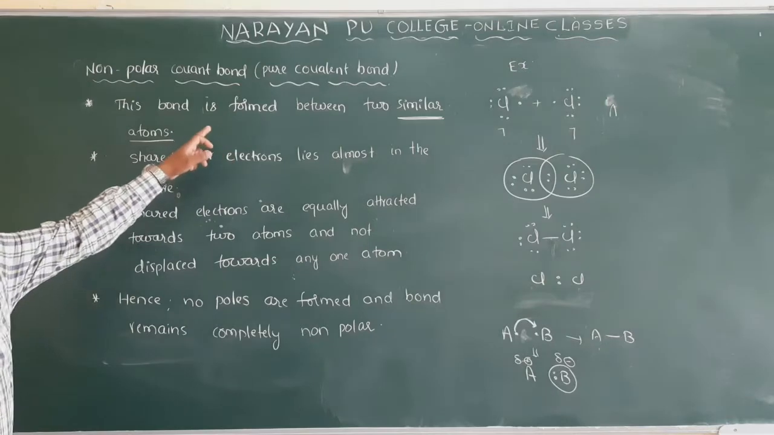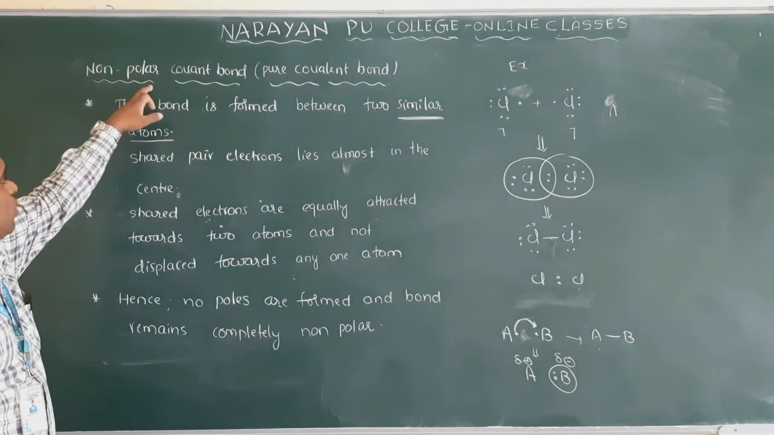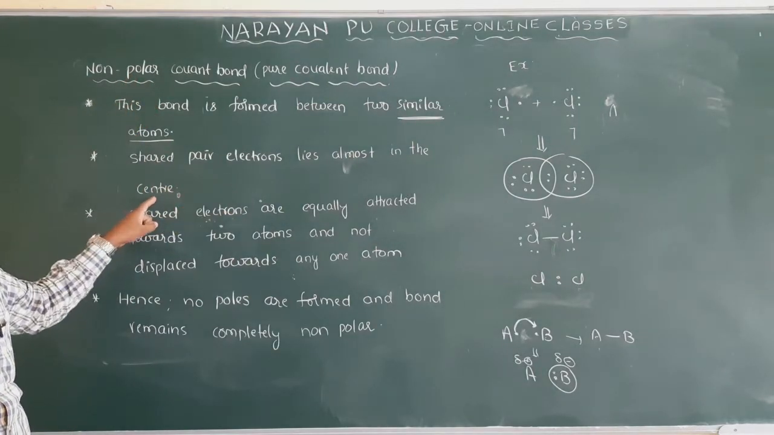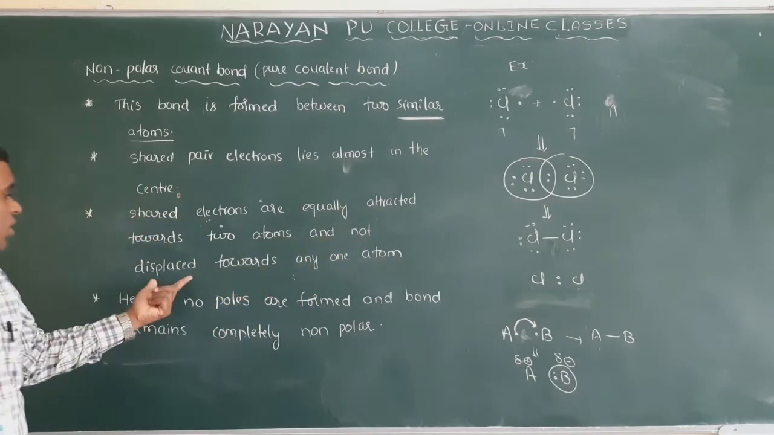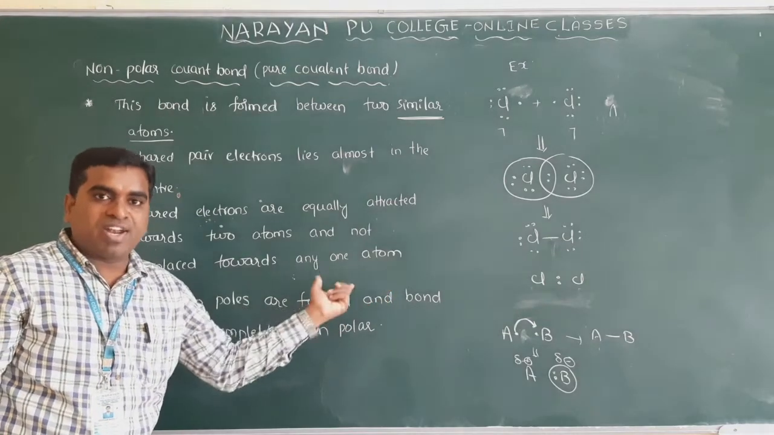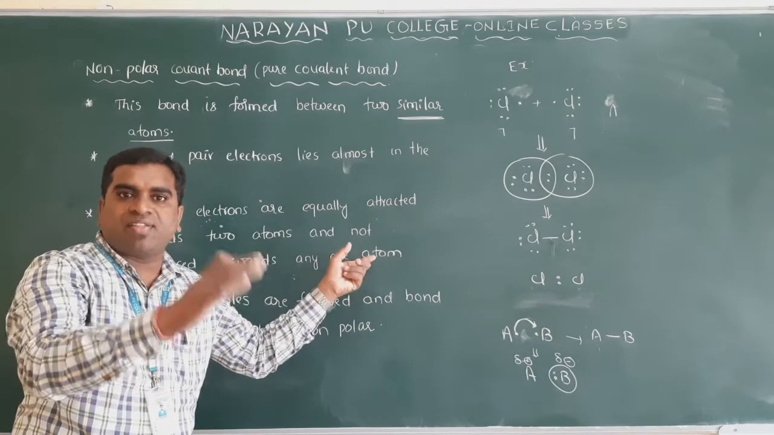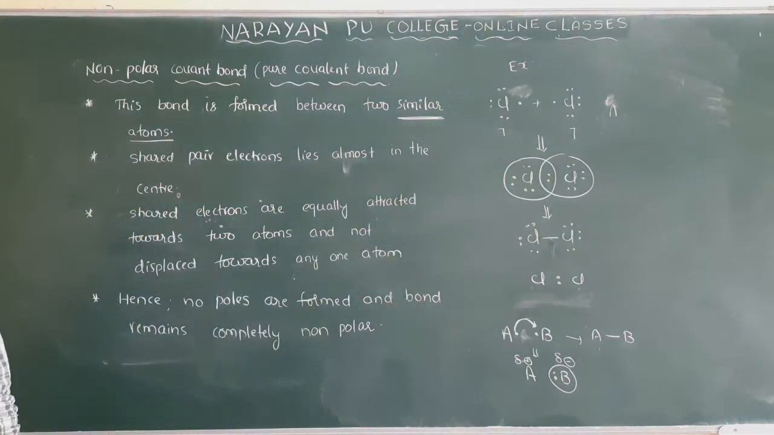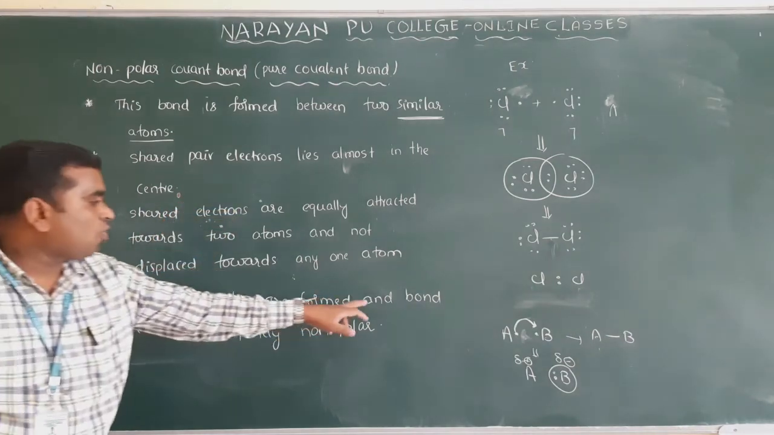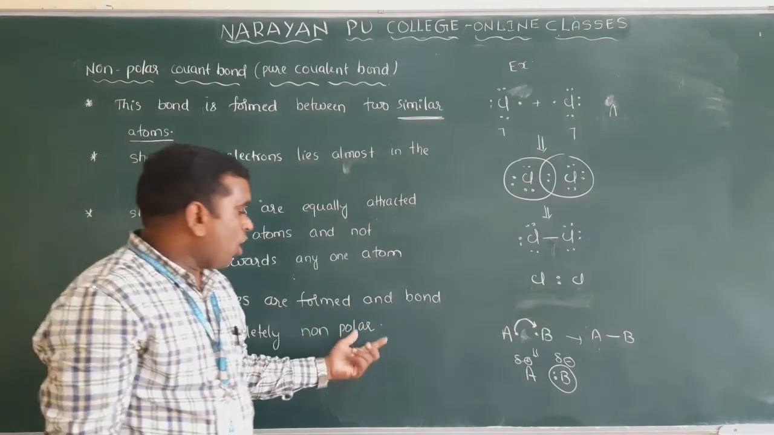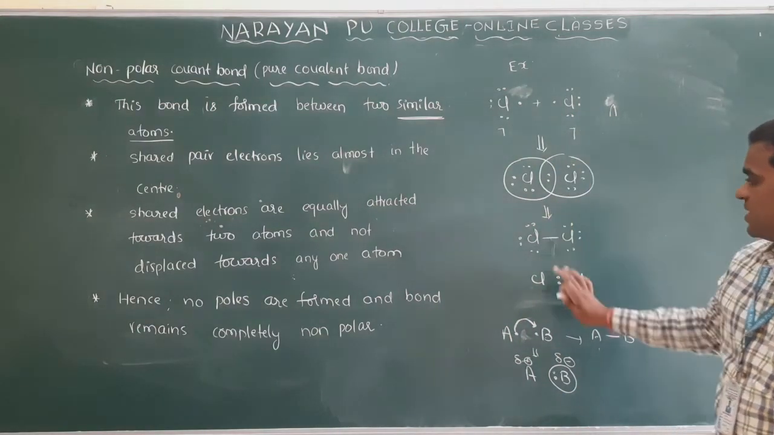Clear? So the bond is formed by mutual sharing of a pair of electrons between two similar atoms. That is the pure covalent bond. The shared pair of electrons lies in between, at the center. Electrons are equally attracted towards the two atoms and are not displaced towards any one of the atoms. When will it be displaced? If the two atoms are different, and one is more electronegative than the other, then the electrons will be displaced towards one of the atoms. But here there is the same electronegativity, so they are not displaced. Hence no poles are formed and the bond is completely a non-polar covalent bond. So the example is chlorine, Cl2.